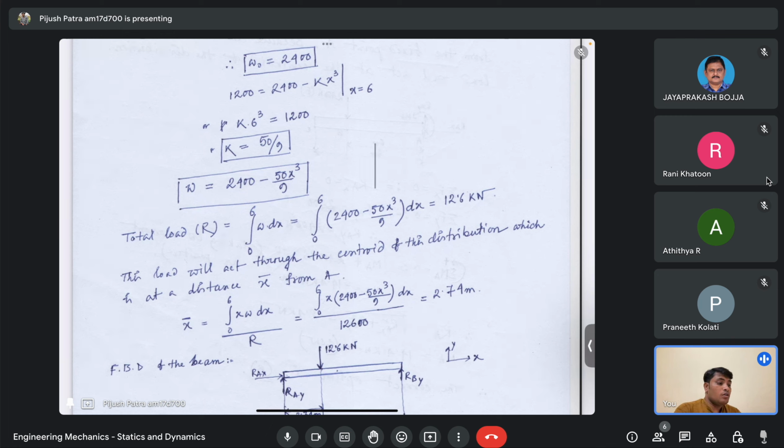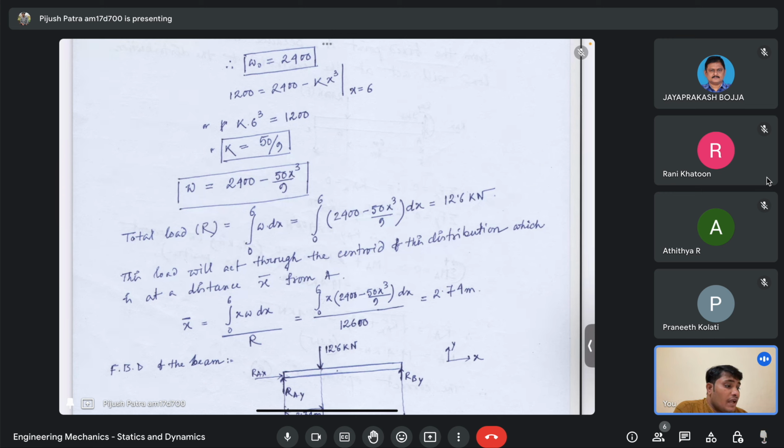Now the total load equals the integration from 0 to L of W dx. W is in Newton per meter square, so you take a small width of length dx. The load acting on that small elemental area will be W dx, and you integrate this quantity over the entire length, and you will get the net load. This net load is 12.6 kilonewton. That's the total load.